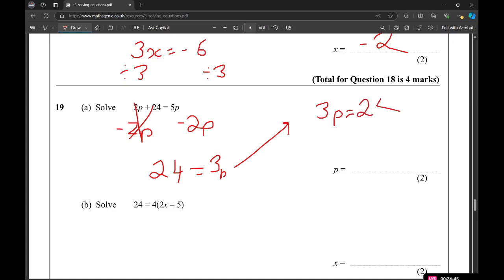So 3p equals 24. Divide by 3 on both sides. So p equals 24 divided by 3, which is 8.